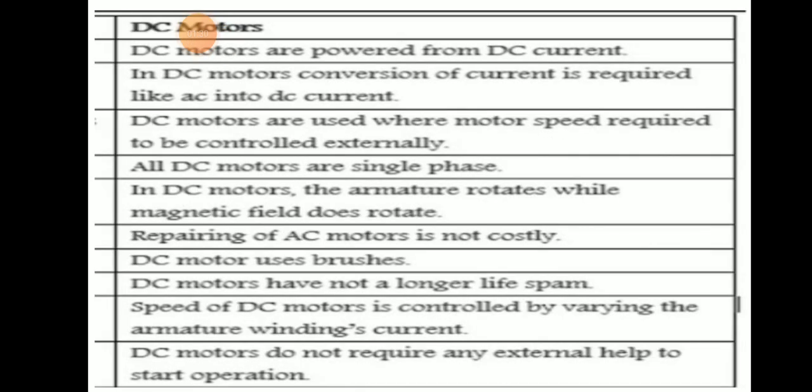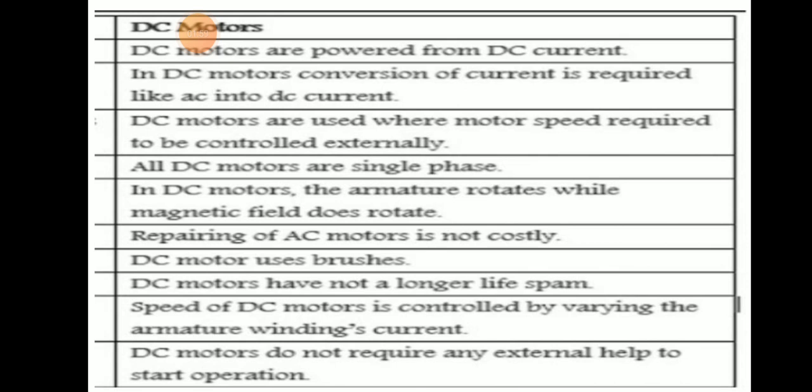And DC motors are powered from DC current, direct current. In a DC motor, conversion of current is required. We need to convert AC current into DC, and then we can rotate the DC motor. DC motors are used where motor speed is required to be controlled externally. We need to control the power externally, and it is not suitable for use for a prolonged period of time. And all DC motors are single phase.